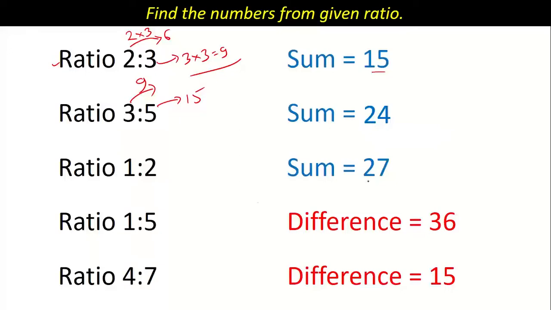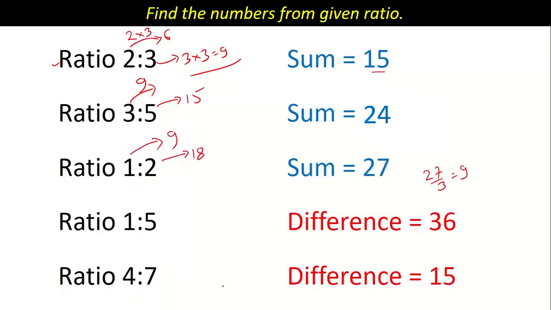1 part plus 2 parts, 3 parts. The value of 3 parts is given as 27. So 1 part has to be 27 divided by 3, which is 9. So 1 part will be 9, 2 parts is 18.